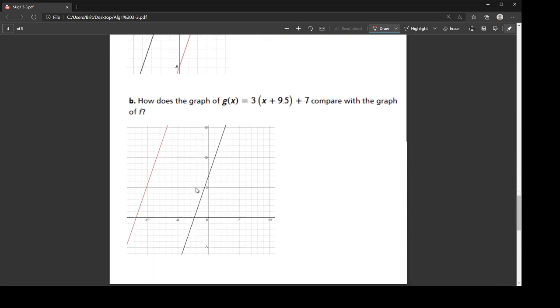So now for part B, remember that black line was my f of x. So now this red one is my g of x. So notice they have added, okay, so they're adding to the input. So that is a left translation, and it's by 9.5 units.